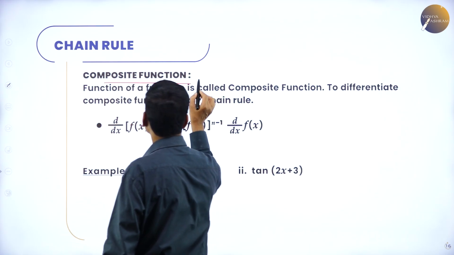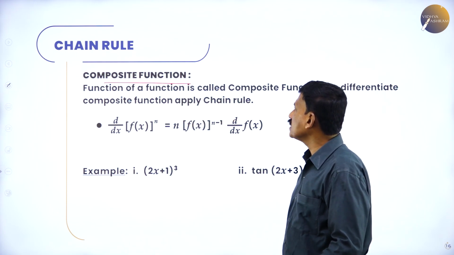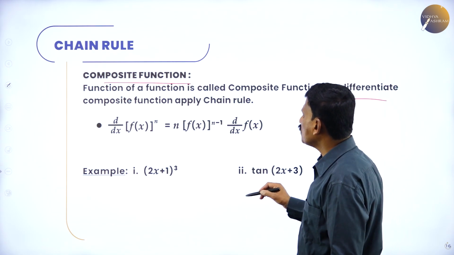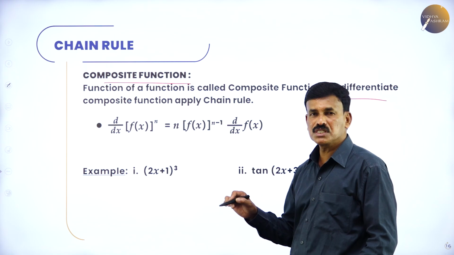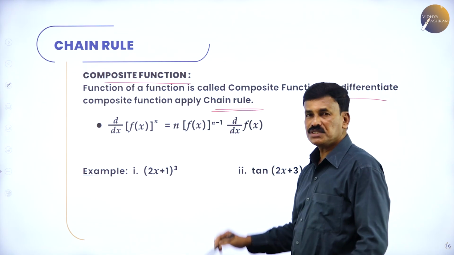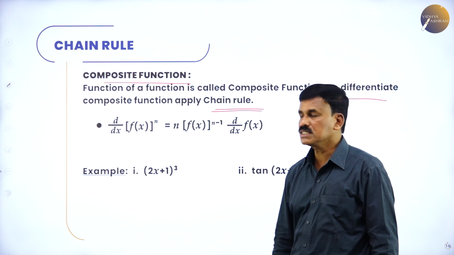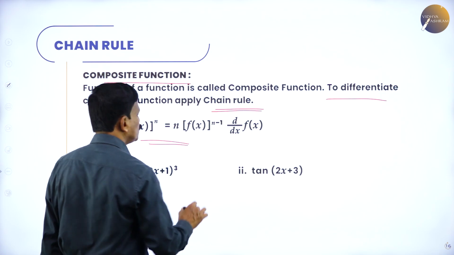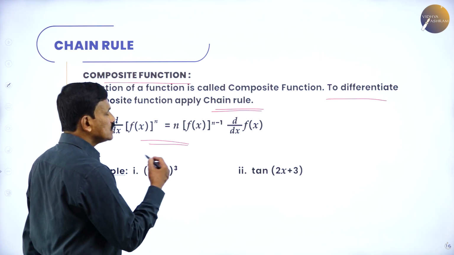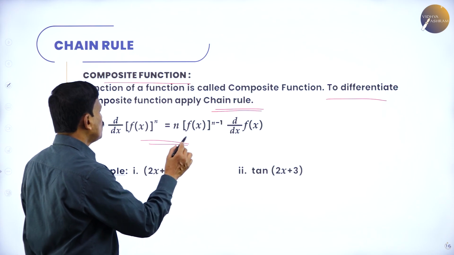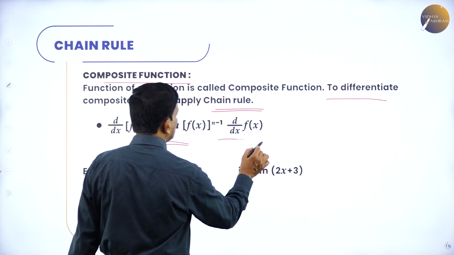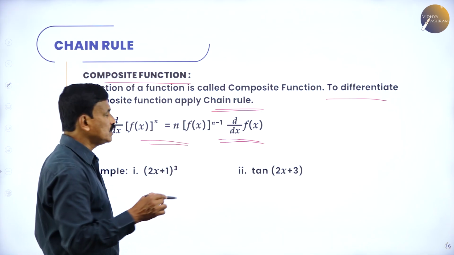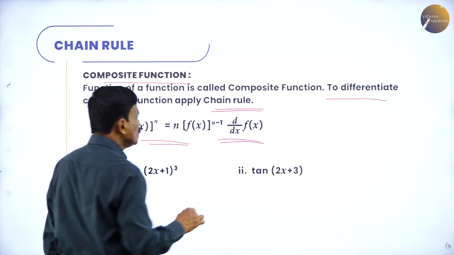Differentiation of a composite function. Composite function means function of a function is called the composite function. To differentiate such a function, what is the formula we are going to use? We can differentiate using a rule that is called chain rule. Differentiation of a composite function is nothing but the chain rule. So, d by dx of f of x to the power of n, function to the power of n, is n into f of x to the power of n minus 1 into d by dx of that inside function. That will give the chain rule.